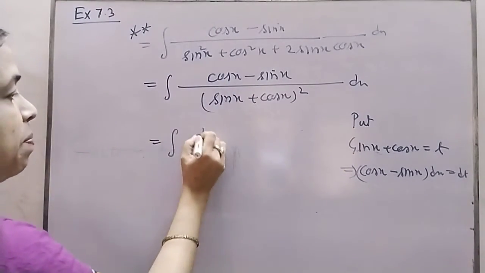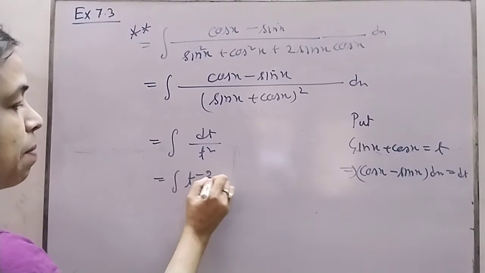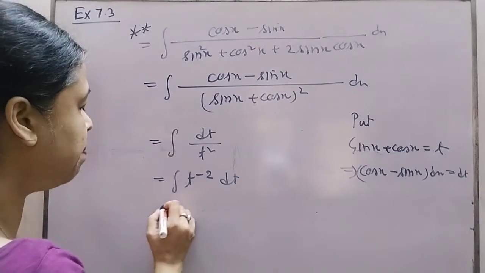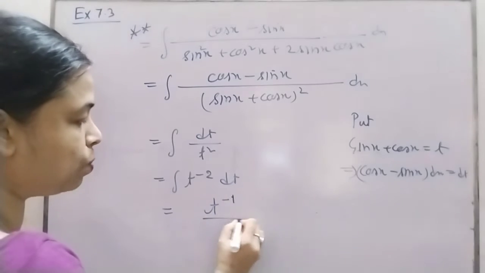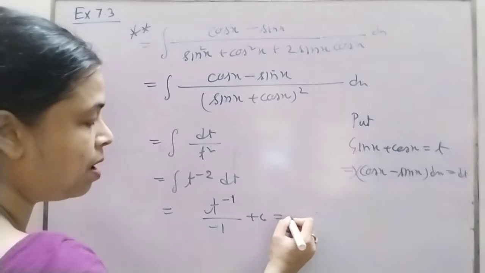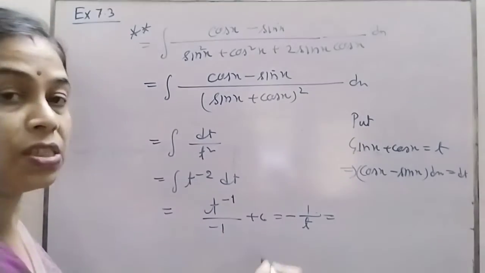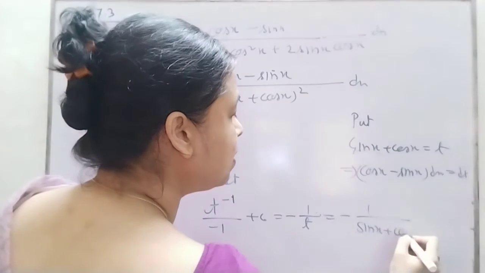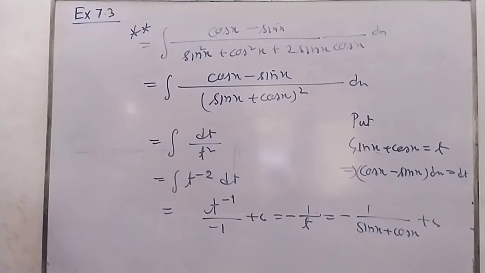So the numerator will become dt and the denominator becomes t square. T square can be written as t to the power minus 2, because I have to bring it into the numerator. Then only the x to the power n formula can be used. So it is minus 2 plus 1 is minus 1, by minus 1, plus c. This can be written as minus 1 by t, and ultimately substituting t, minus 1 by sin x plus cos x plus c. So here this solution is completed. Okay, hope you understand it.